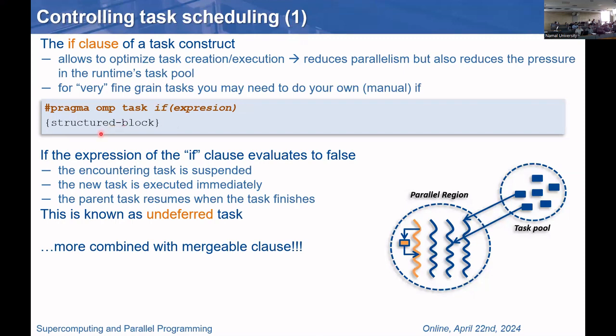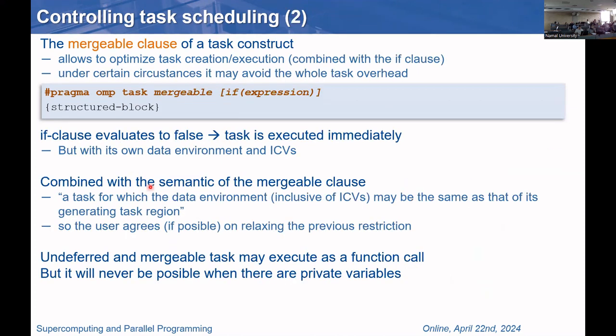So in that case, if the expression of the if clause evaluates to false, then the encountering task is suspended, which means that the thread is not executing the code anymore, but goes and executes the new task immediately, like in this case here. The parent task resumes when the task finishes. So it's just executed and the parent resumes. This is known as an undeferred task, a task that is not deferred. And we will see more when combined with mergeable, which is coming here.